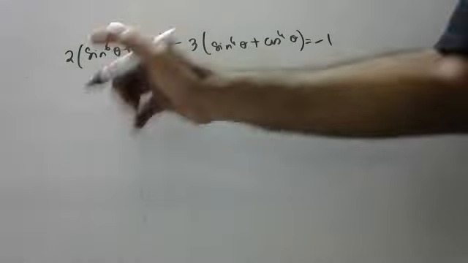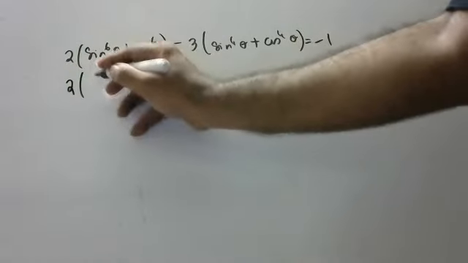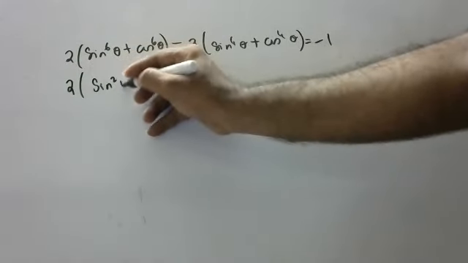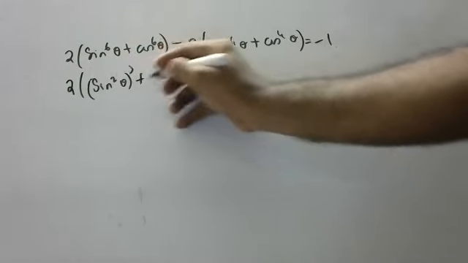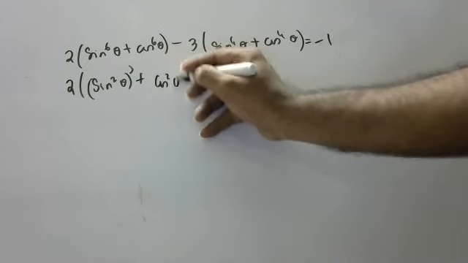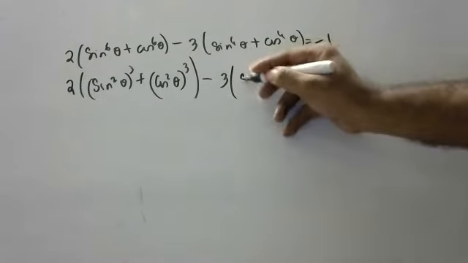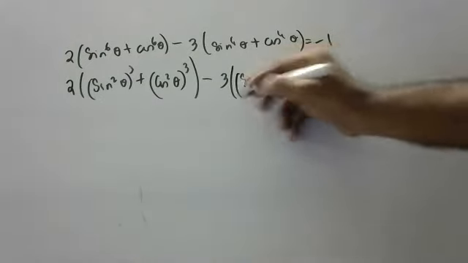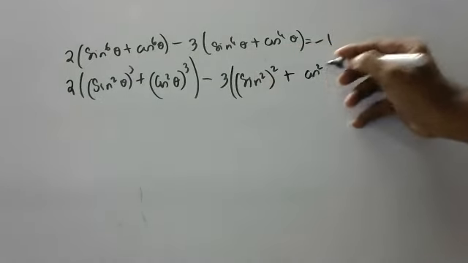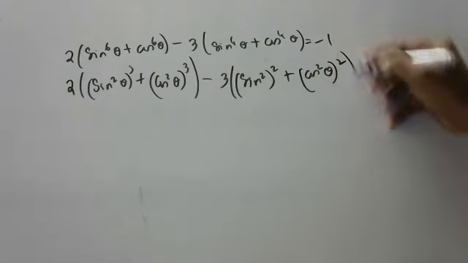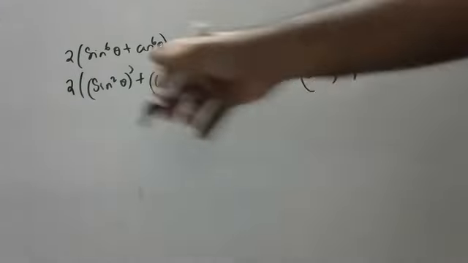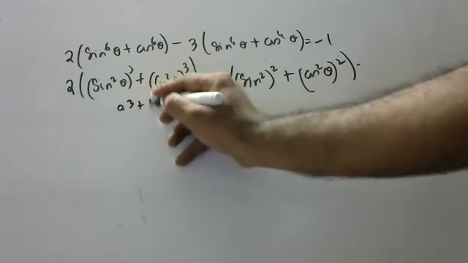Now this, children, we will write as sine square whole cube plus cos square whole cube. Very good, children. Sine 4 is sine square whole square, and this we'll write as tan square whole square. Very good. Children, this is in the form of A cube plus B cube.